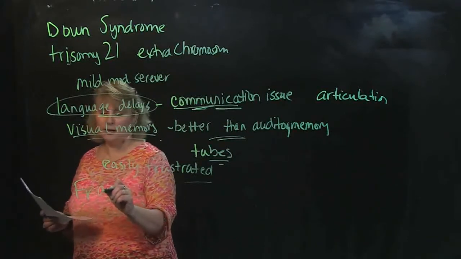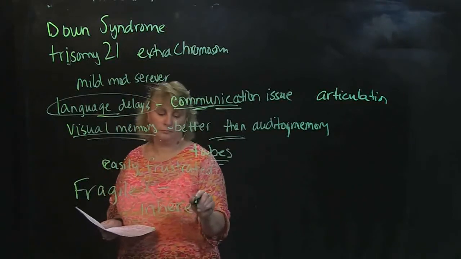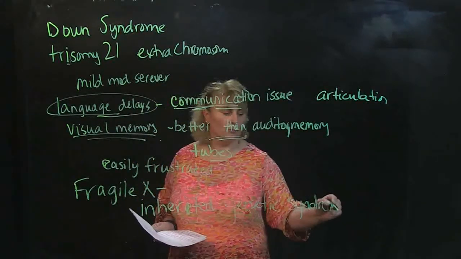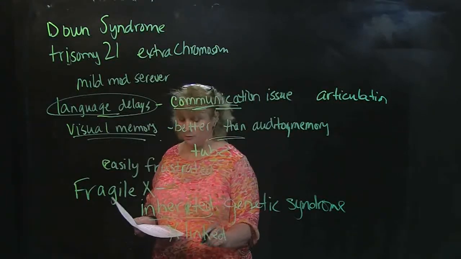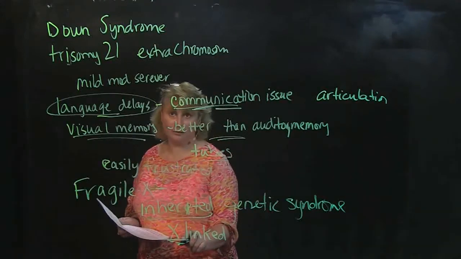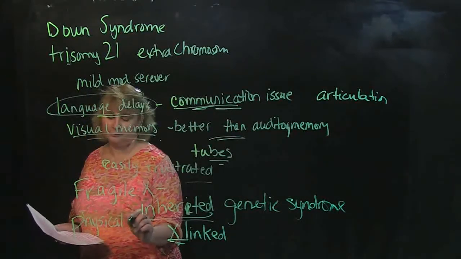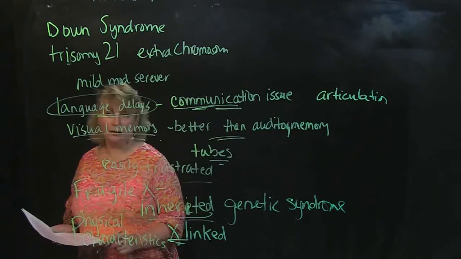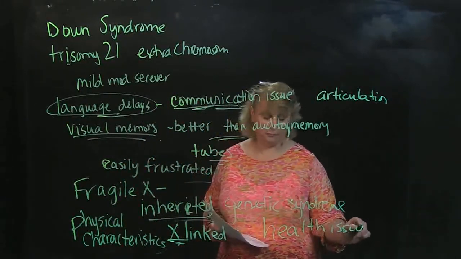So, Fragile X is also an inherited genetic syndrome. Keyword here is inherited genetic syndrome. It's on the X-linked chromosome. So they get it from their mother, from the mother to the child on the X chromosome. They have various physical characteristics that will let you know that it's Fragile X. It's a disability, and they have a lot of health issues.